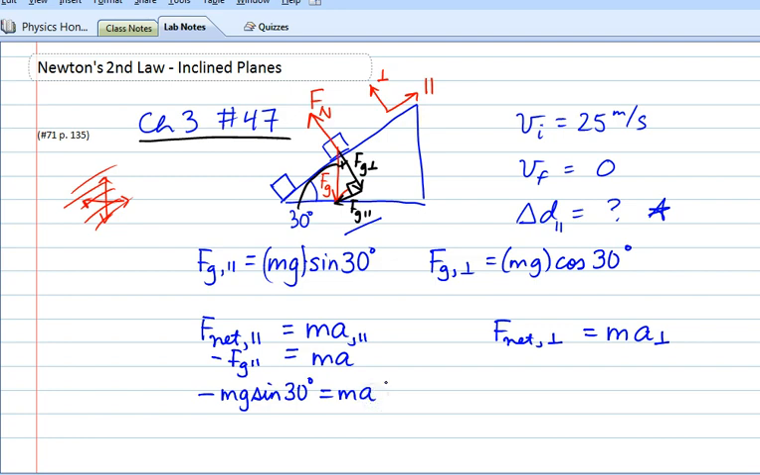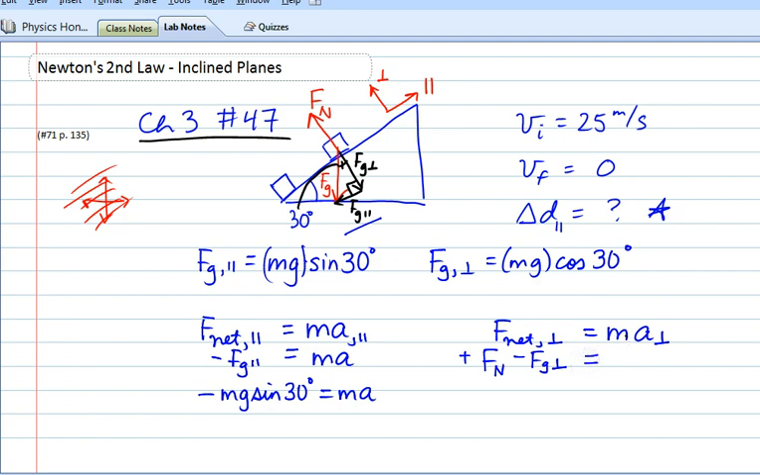And let's hop on over to the perpendicular forces and see what happens there. On that side, what we have are two forces. We have the normal force, which is acting in the positive direction, and we have Fg perpendicular, which is acting into the incline, which is the negative direction.